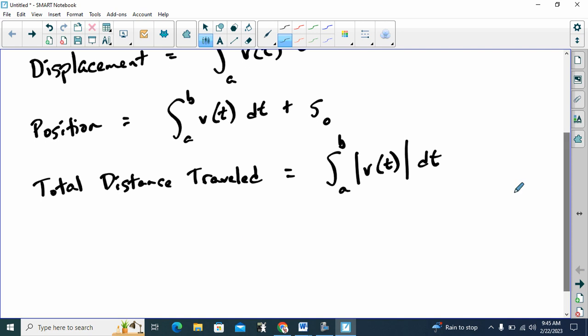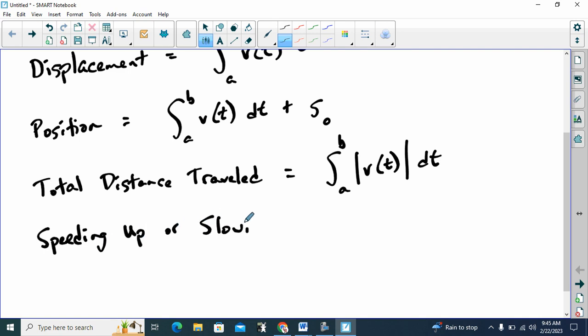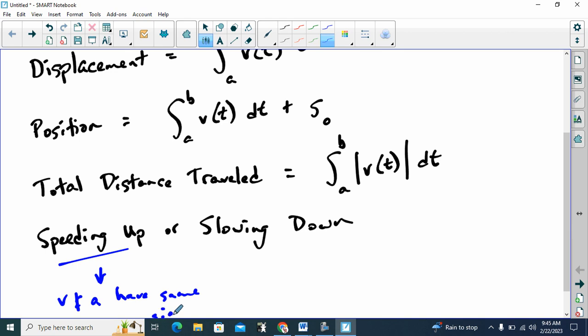One other thing I want to mention, it'll also often ask if the particle is speeding up or slowing down. We have talked about this before. To tell if it's speeding up or slowing down, speeding up, we have velocity and acceleration have the same sign, either both positive or both negative. If it is slowing down, velocity and acceleration have opposite signs. One is positive, one is negative. It does not matter which one is which.